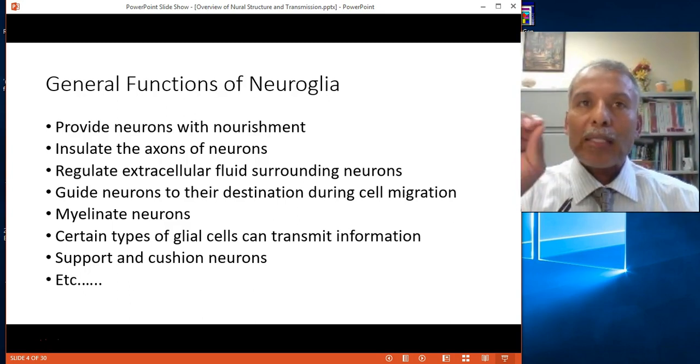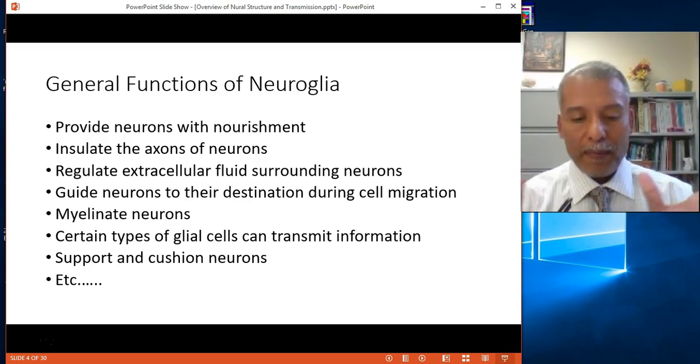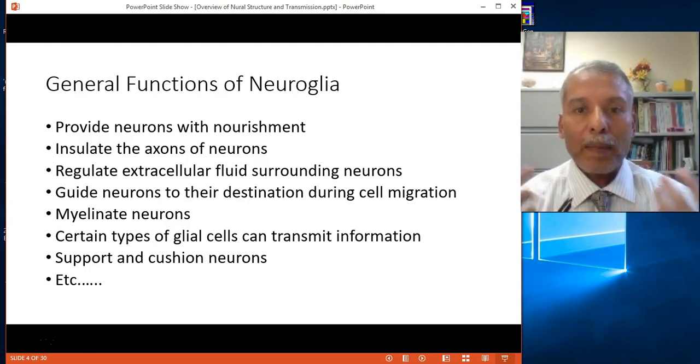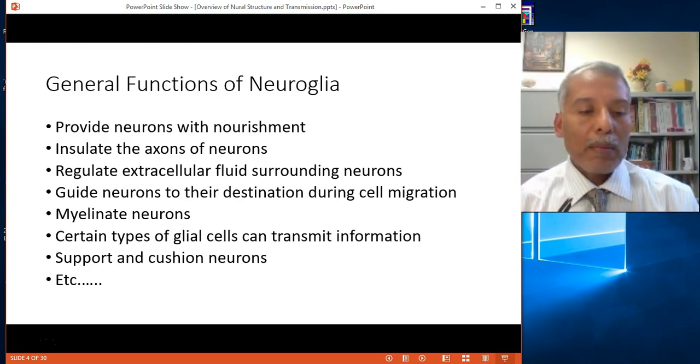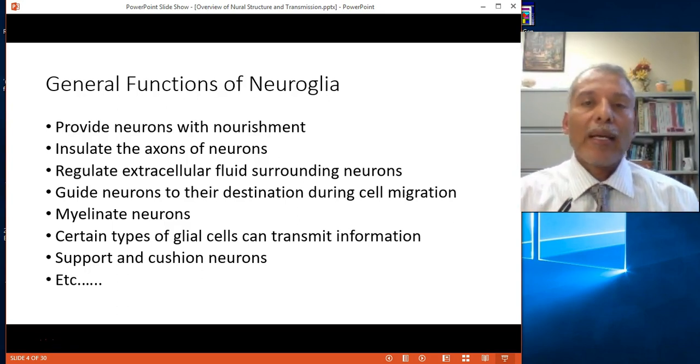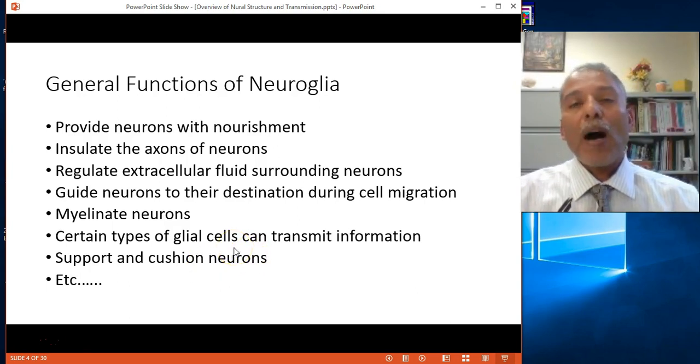They act as little white blood cells that maintain the health and the cleanliness of the brain and nervous system in general by cleaning out debris, by breaking down substances that are not good, and basically maintaining the health of the entire central nervous system. So these neuroglia are really, really critical.